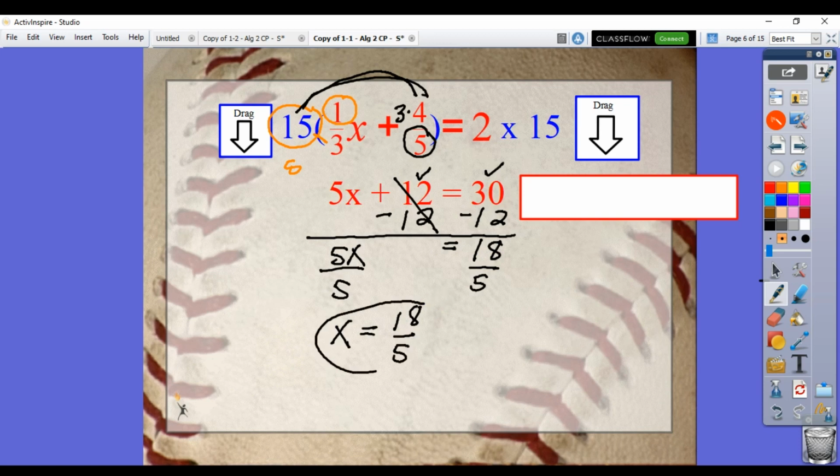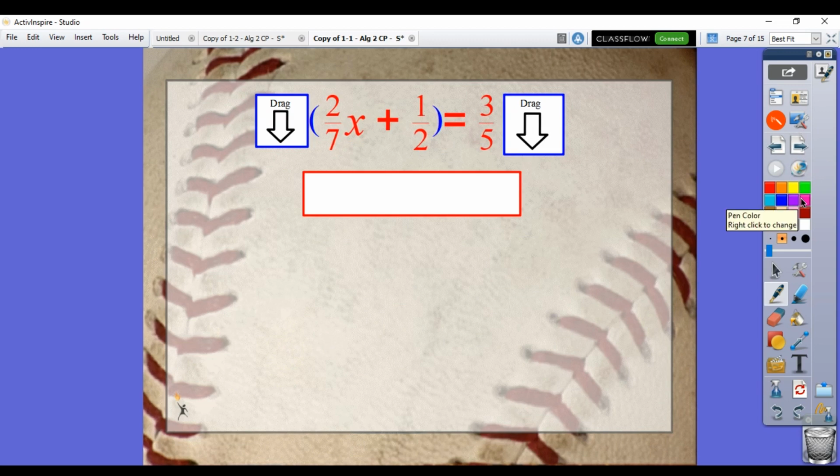You cannot simplify or reduce this anymore. Some teachers might require you to have a decimal value. So 18 divided by 5 is going to be 3.6. Okay? Or 3.6. Okay? Easy, right? Boom.